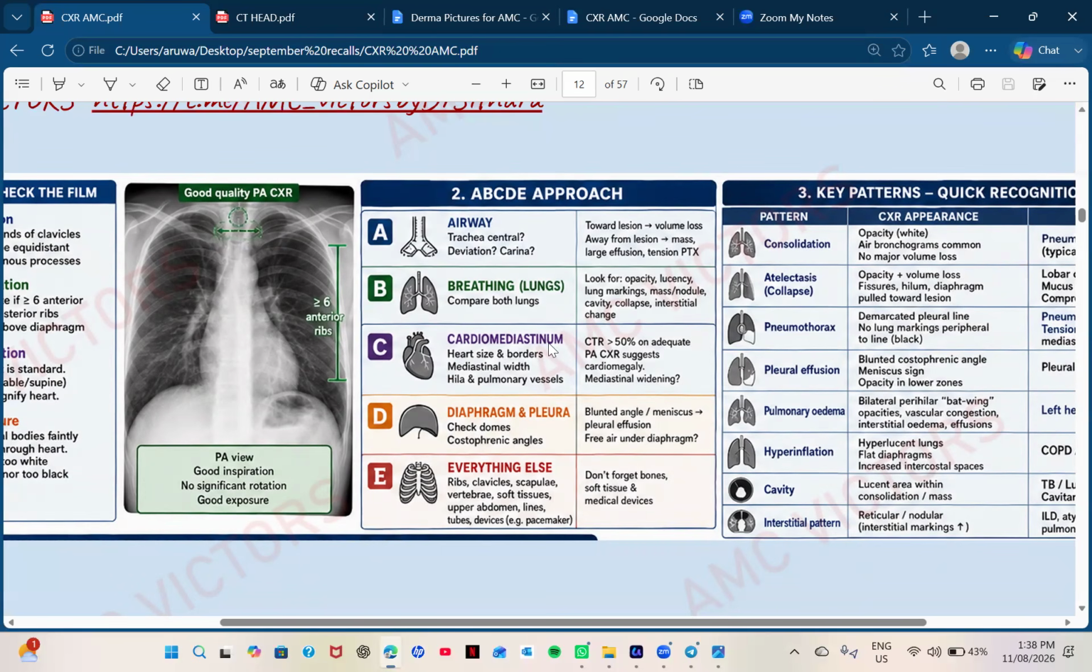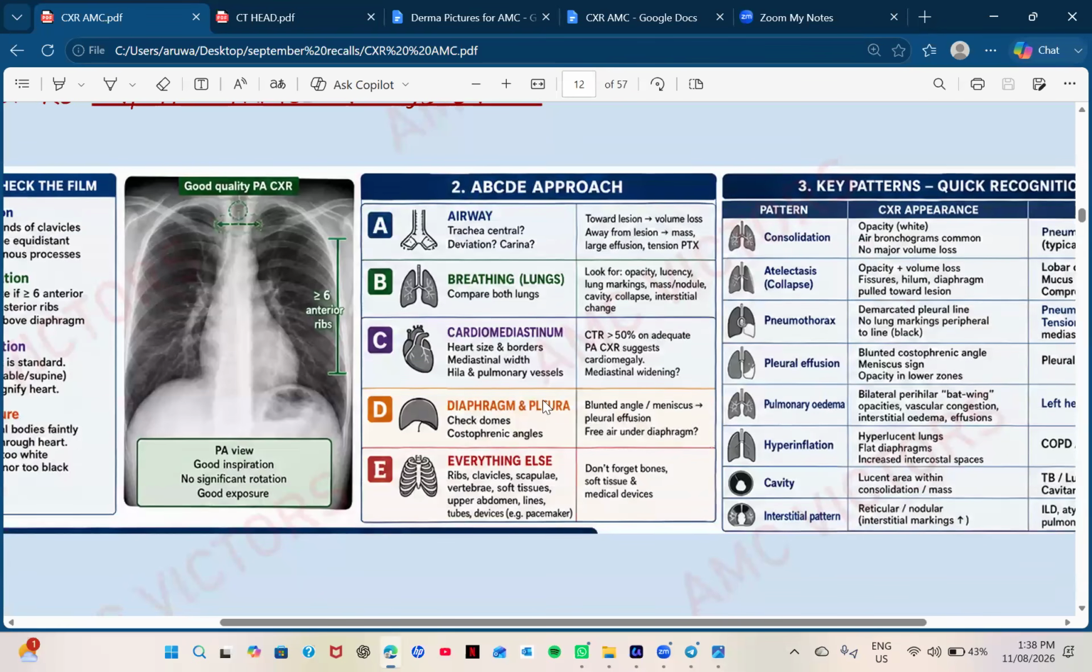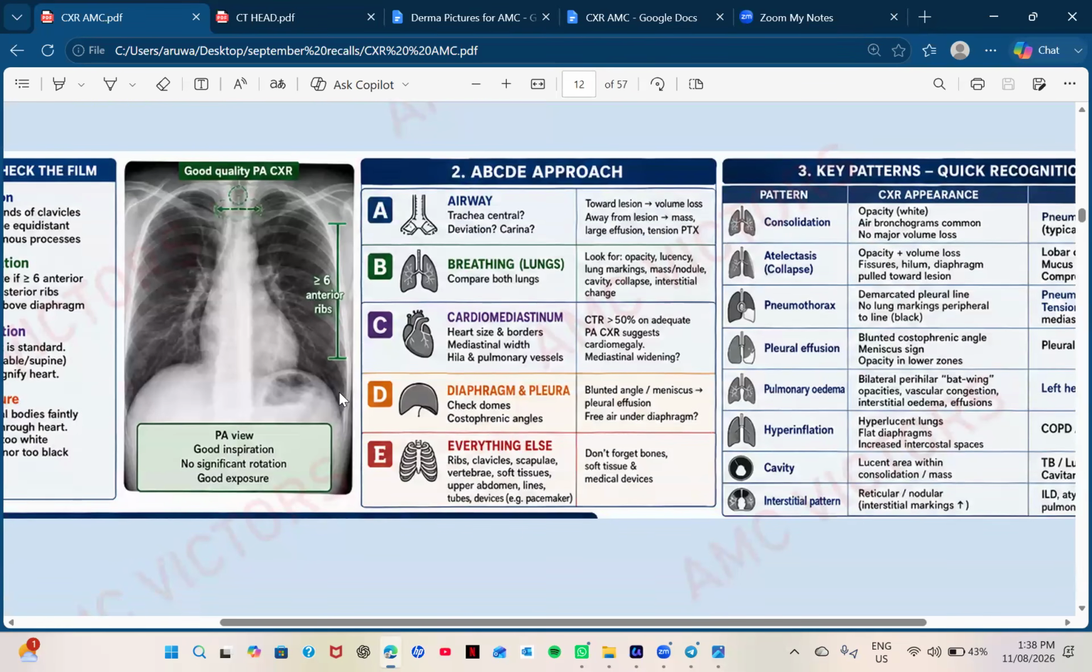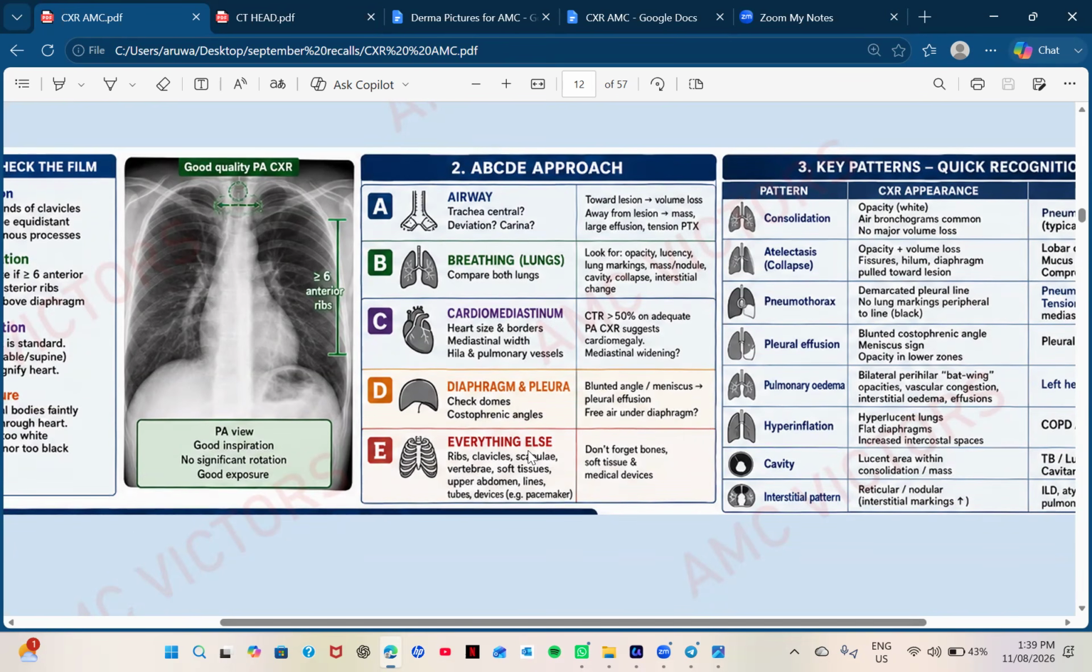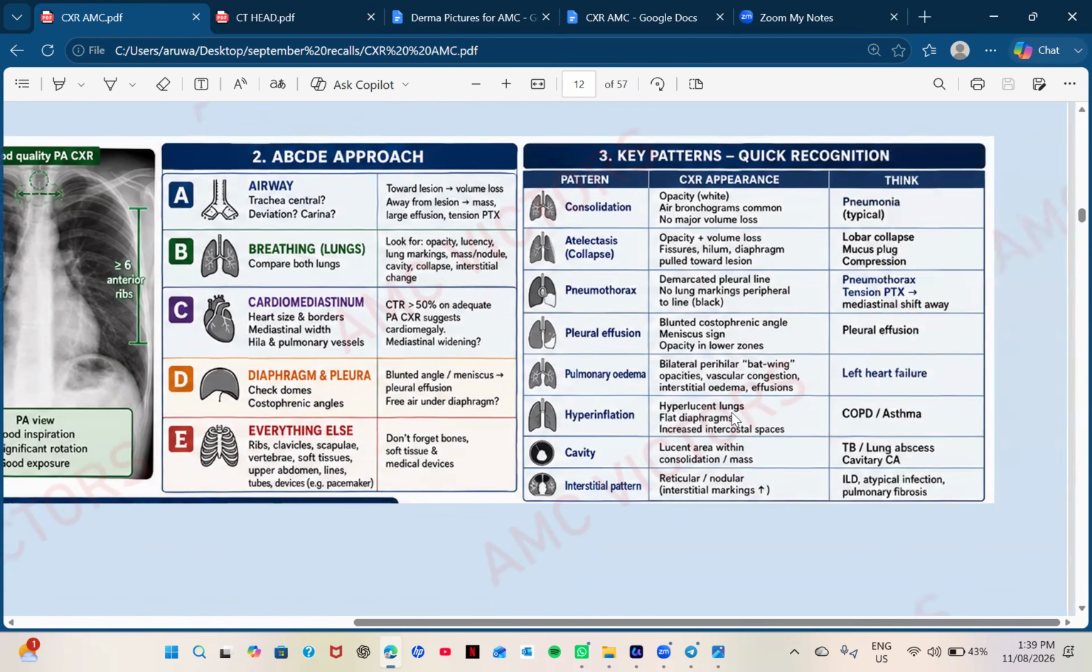Then the cardiomediastinum: heart size, borders, mediastinal width, and the hila, right? The pulmonary vessels, those things you have to check. Then the diaphragm and pleura: you have to check the costophrenic angle, the blunt angle, presence of meniscus sign, the pleural effusion, and the diaphragm. Then everything else: ribs, clavicle, the bone structure, right? You have to check. Right, this is understandable.